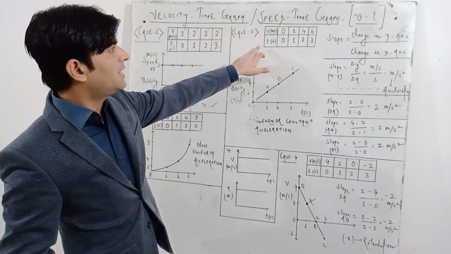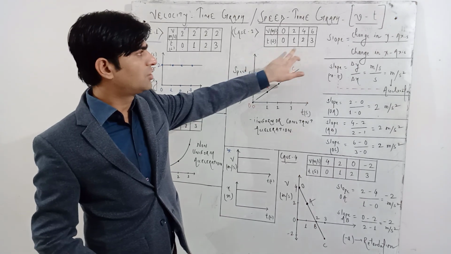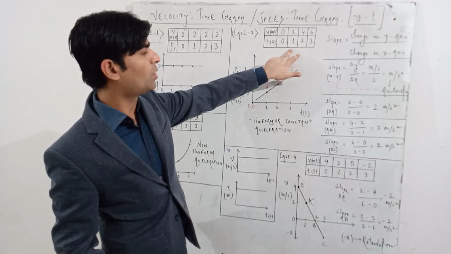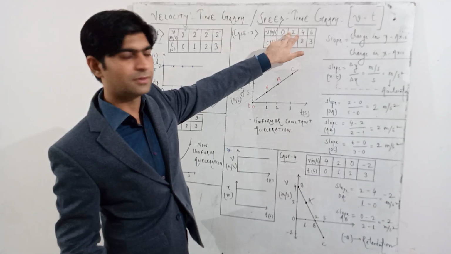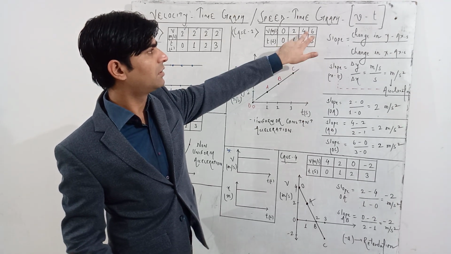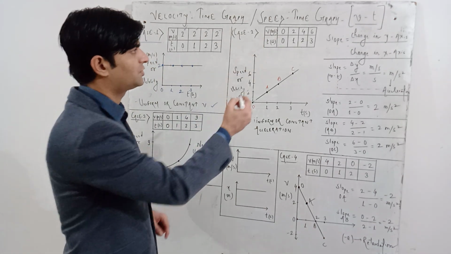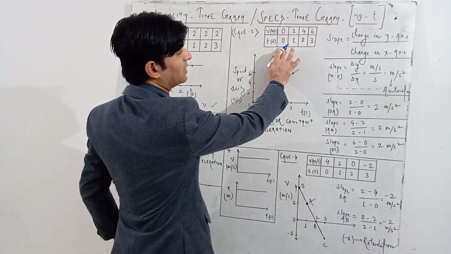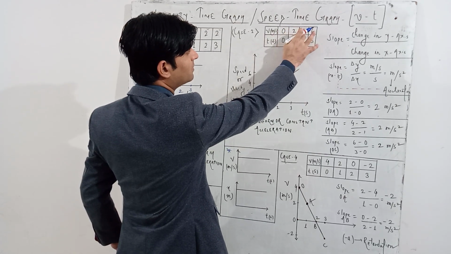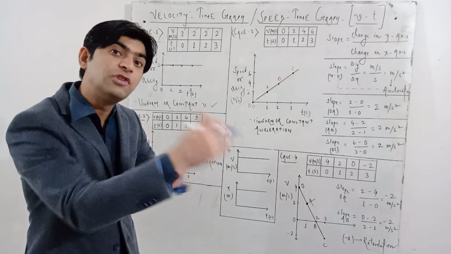Here, again I have taken the time intervals to be the same: 0, 1, 2, 3 and so on. At 0 second the velocity is 0. At 1 second I have taken the velocity to be 2 meter per second, at 2 second 4 meter per second, at 3 second 6 meter per second. So if you draw this graph, you will get a straight line. The time interval is the same, 1 second, 1 second, 1 second, and the velocity changes by 2 meter per second each time. That means the velocity is increasing at a uniform rate.